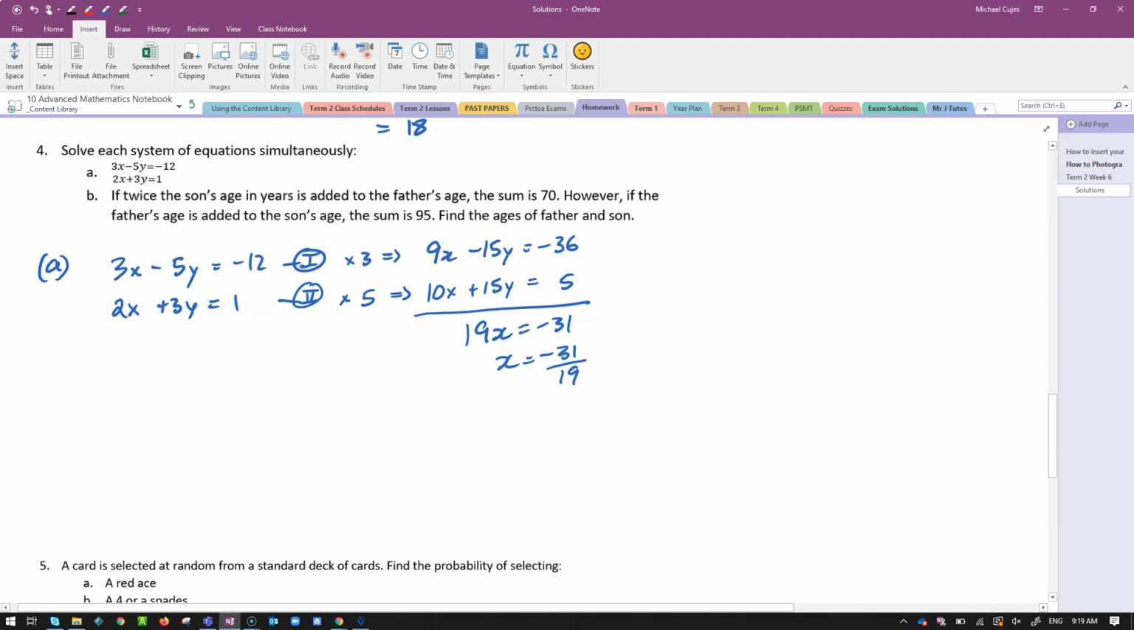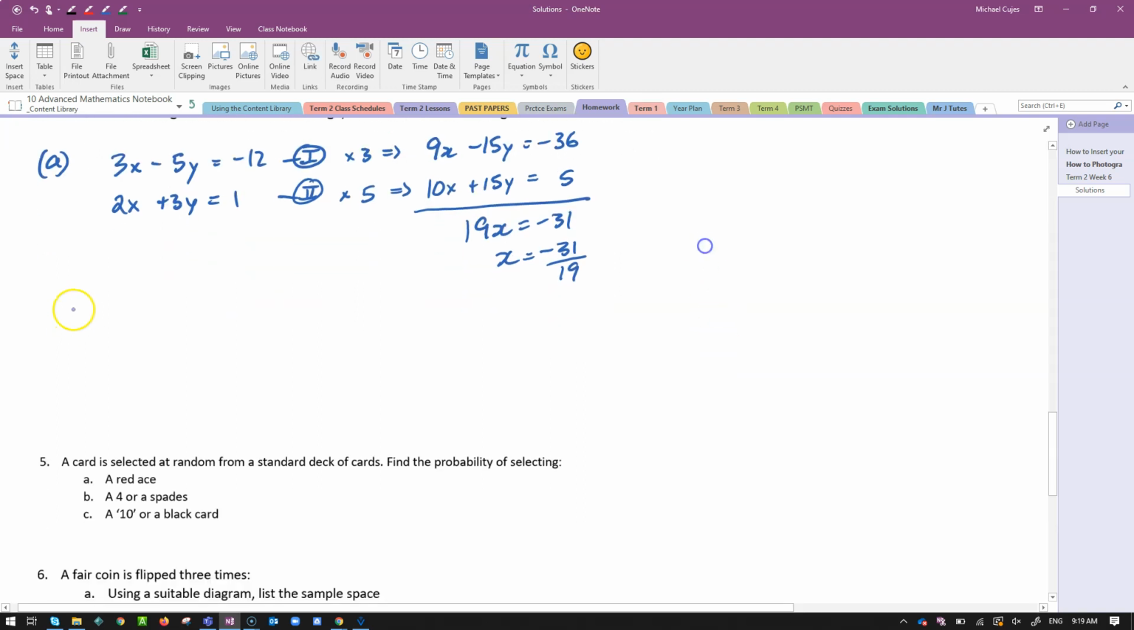Everyone's happy looking at those two beautiful prime numbers and substituting them back into something. I'm going to go with equation 2. Let x equal negative 31 over 19 in equation 2. So 2 times negative 31 over 19 plus 3y equals 1. It's not pretty. I'm probably going to multiply by 19 at this point just because it's going to get rid of that denominator, and I don't like having the 19 there. You don't have to.